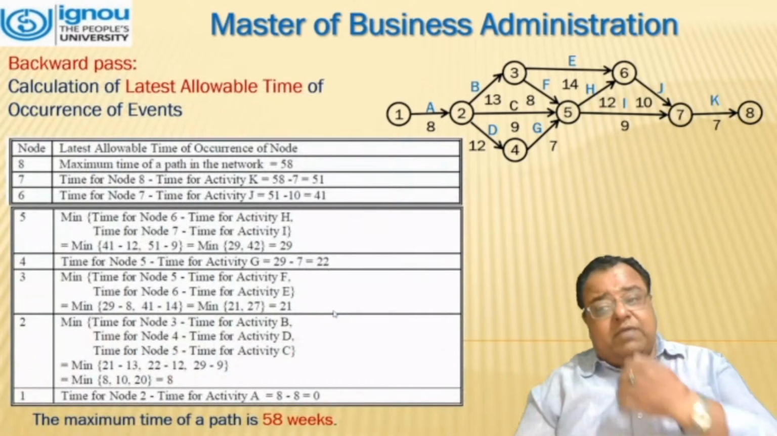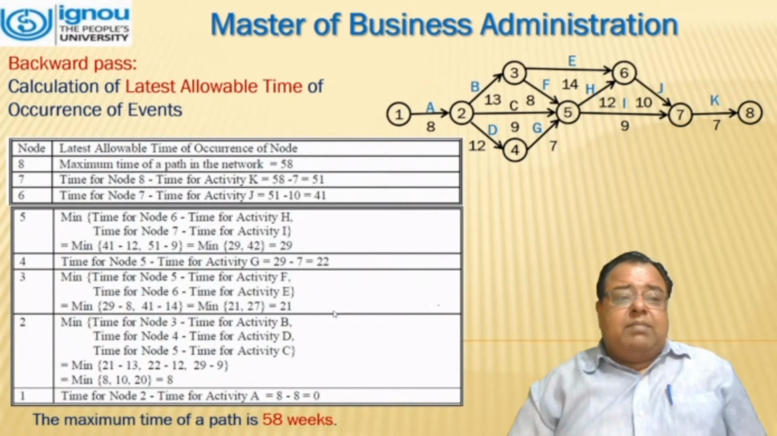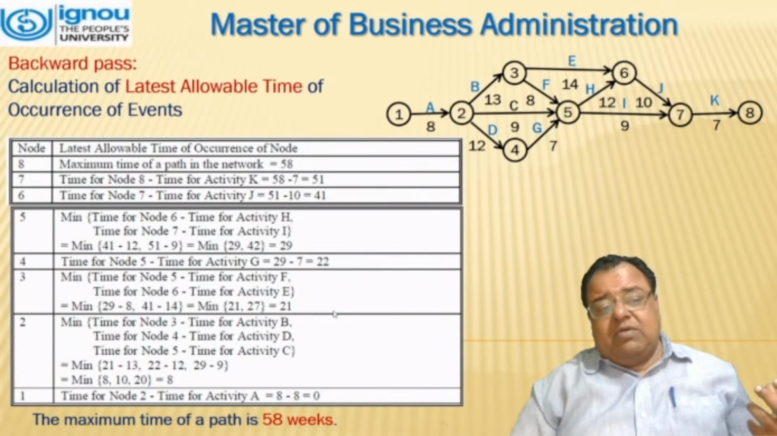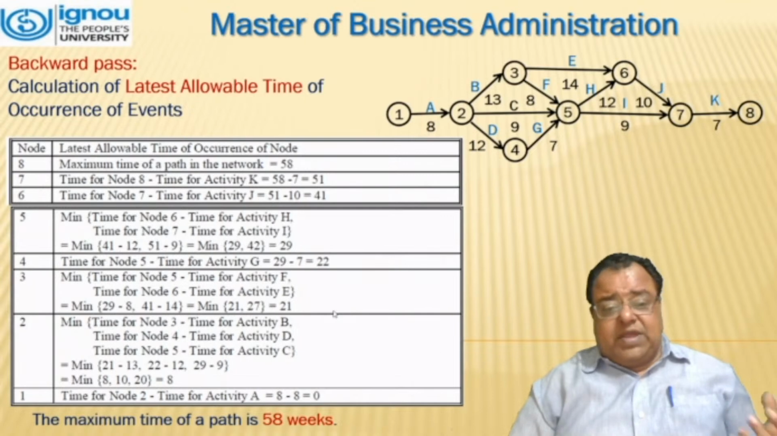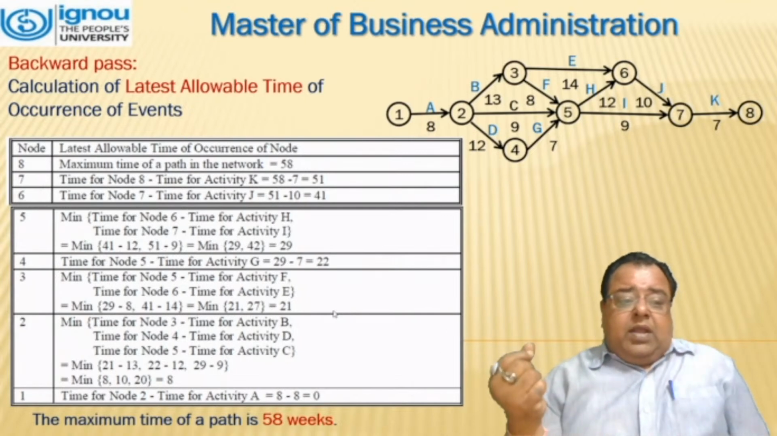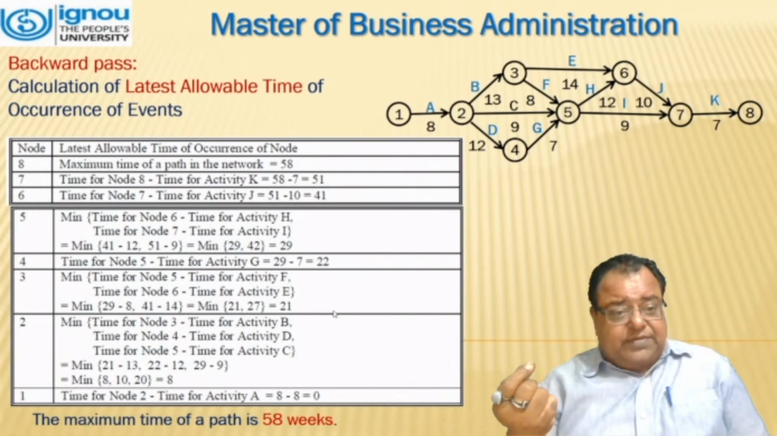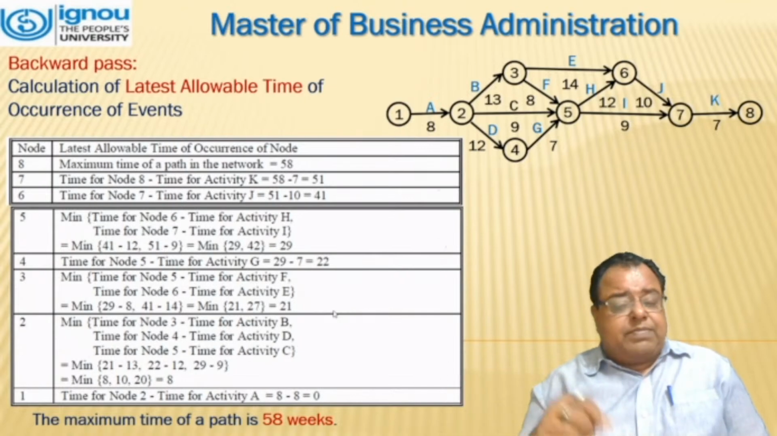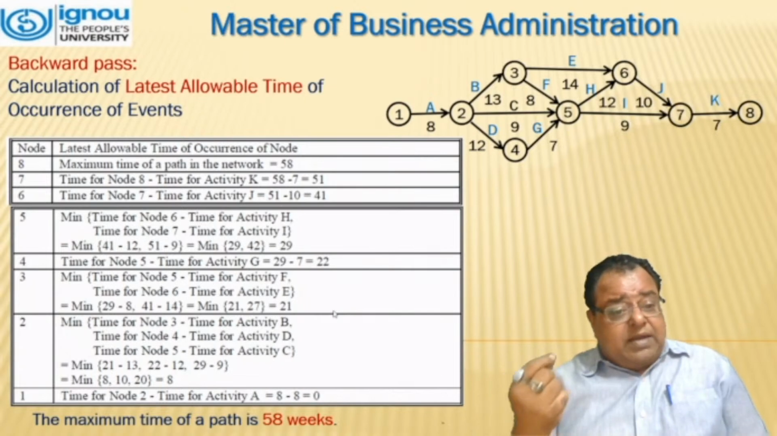Moving further, now we will be moving from right to left. We have to calculate the backward pass. So that means we have the calculation of latest allowable time of occurrence of the event. Now, we will start with 8. That means at that moment of time, we have 58 weeks with us. Moving backward, initially we will be subtracting only 7. That comes out to be 51. That means at node 7, we have 51.